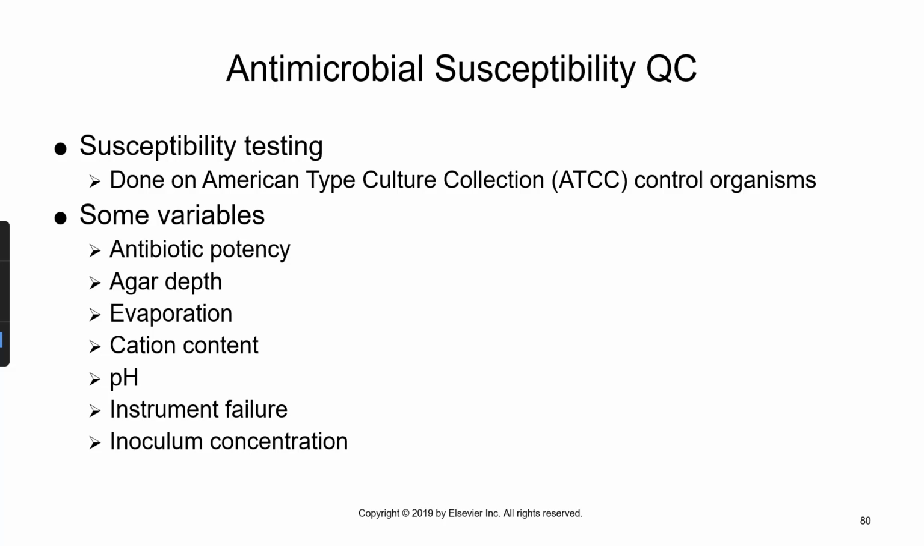Antibiotic potency: most of the time we're going to get pre-made antibiotic discs with a known concentration of antibiotic, or pre-made plates that have known antibiotic concentration wells in them. The agar depth can be controlled by buying manufactured agar instead of making the agar yourself. And instrument failure: if we see that the instrument has failed, we would have to repeat the test. We'll talk a lot more about antibiotic susceptibility testing later on in our lecture series.